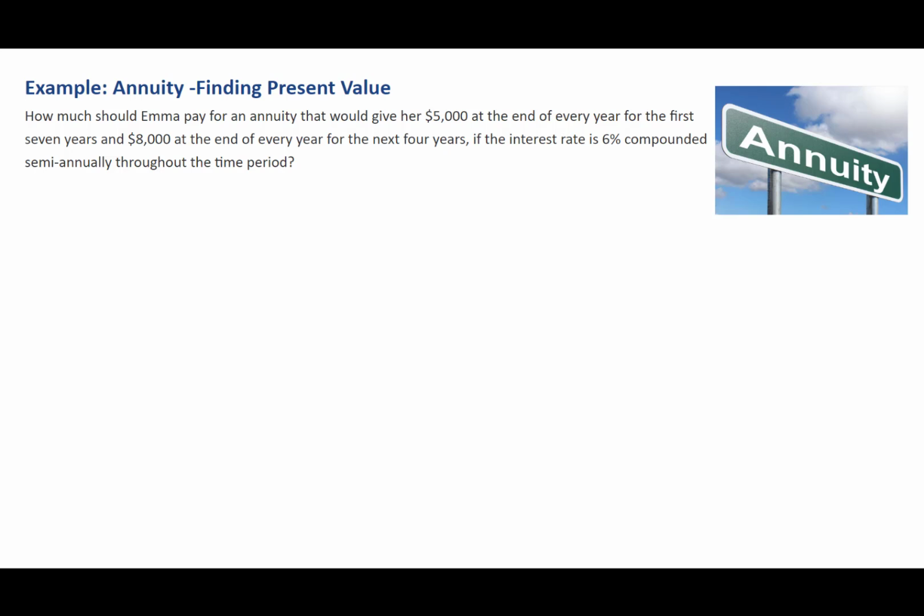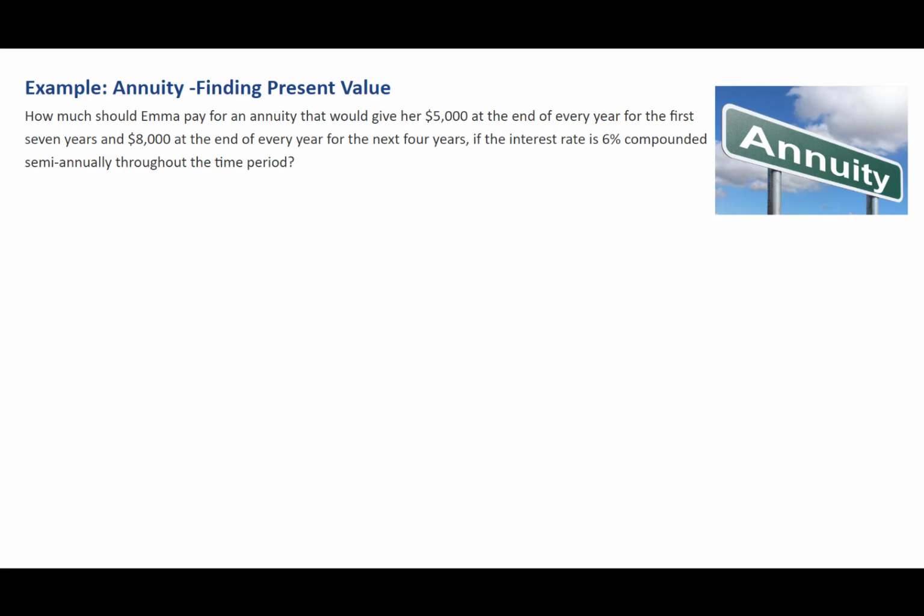In this video, we'll see an example calculating present value for an annuity. How much should Emma pay for an annuity that would give her $5,000 at the end of every year for the first 7 years and $8,000 at the end of every year for the next 4 years, if the interest rate is 6% compounded semi-annually throughout the time period?